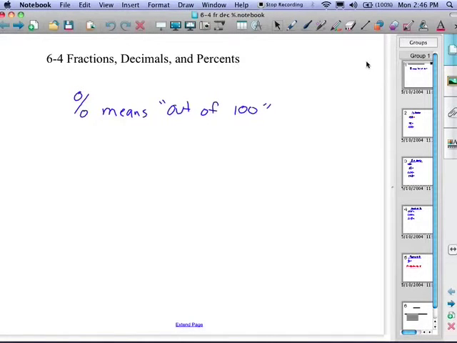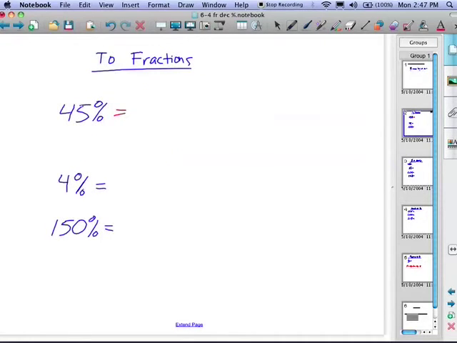6-4, fractions, decimals, and percents. In this lesson, we're going to look at converting between fractions, decimals, and percents, being able to go between one form and another. First, we need to review that percent means out of 100. That is a very important key in the first thing that we're going to do, which is turning percents into fractions.